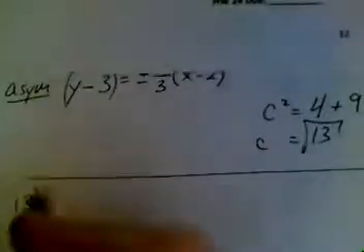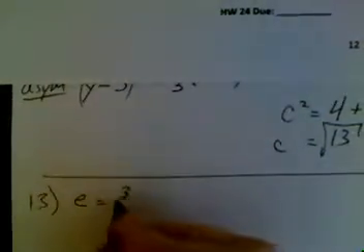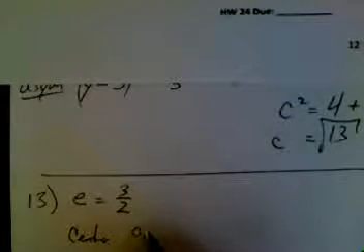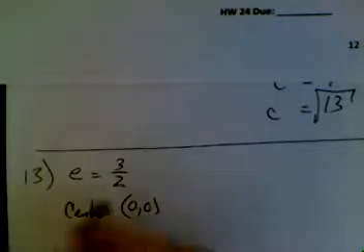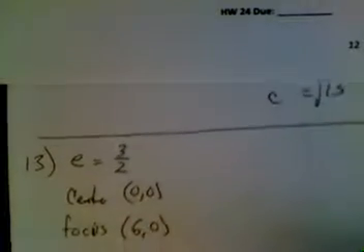So, for question 13, they're giving me a few pieces of particular information. The pieces of information they gave me is e is equal to 3 over 2. My center is at (0, 0), and a focus, I should say, is at (6, 0).